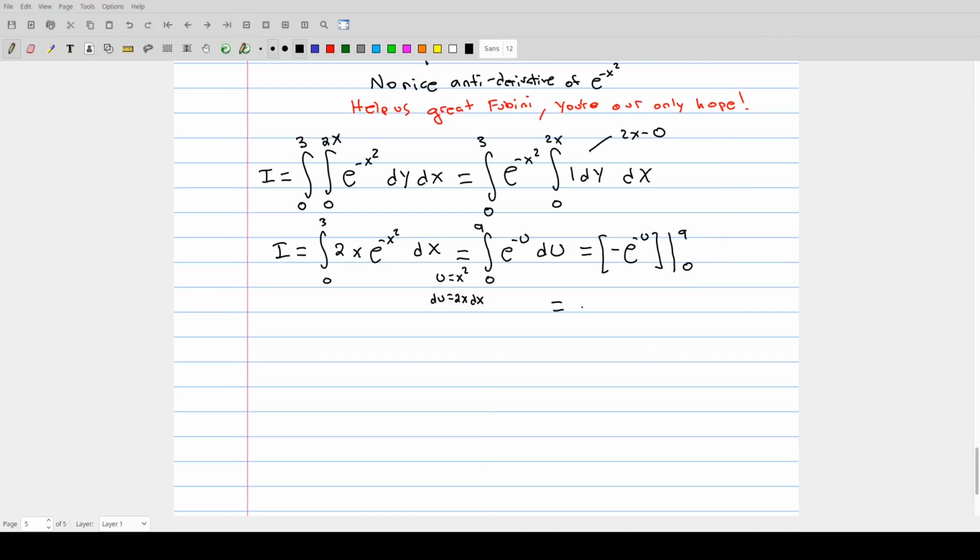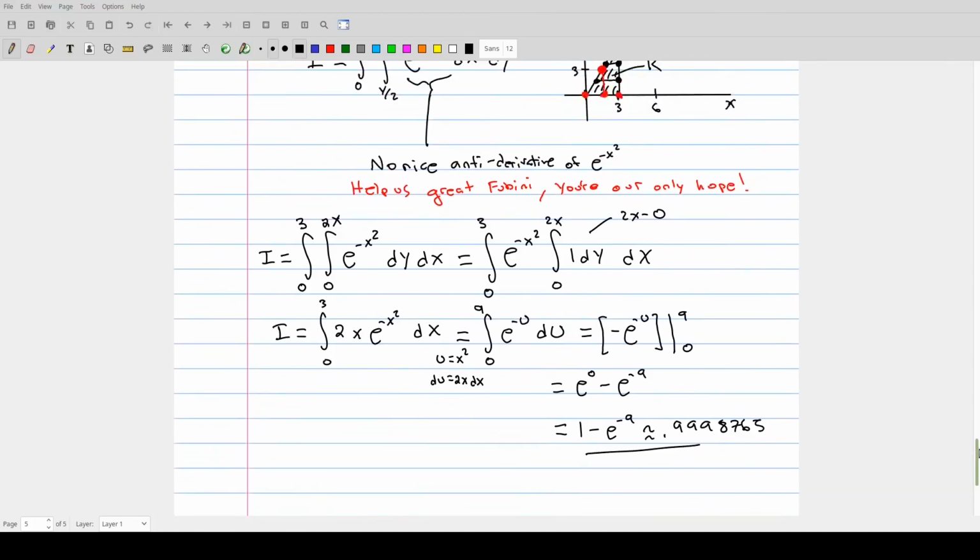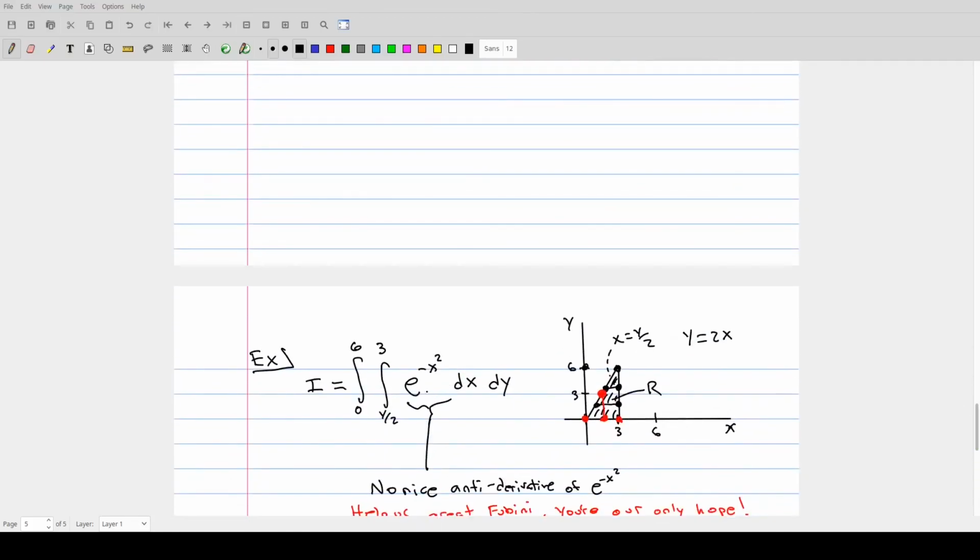which is exactly equal to, when we plug in the upper bound and the lower bound, it'll end up being e to the 0 minus e to the negative 9. So you have a negative sign right here, so the order actually flips. And this now is just equal to 1 minus e to the negative 9, which is approximately equal to 0.9998765, and is the exact value of this integral, the integral of the function that originally we didn't think we'd be able to get a value for.